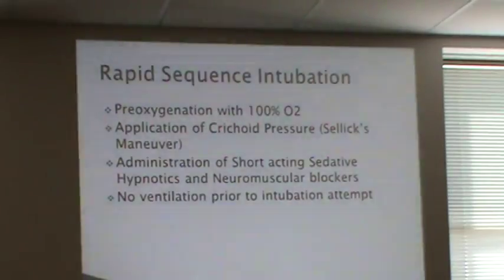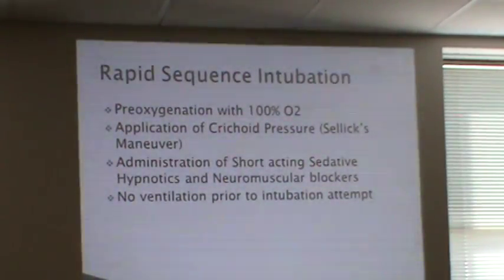Administration of short-acting sedative hypnotics such as etomidate at 0.2 milligrams per kilogram or propofol 2.5 milligrams per kilogram, along with short-acting neuromuscular blockers. Succinylcholine is optimal, 1.5 milligrams per kilogram. And you could also use rocuronium, which is a non-depolarizing agent, in the case of burns or hyperkalemia, and you're going to deliver that at 1.2 milligrams per kilogram.